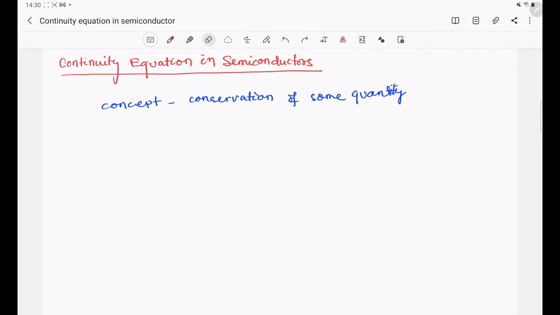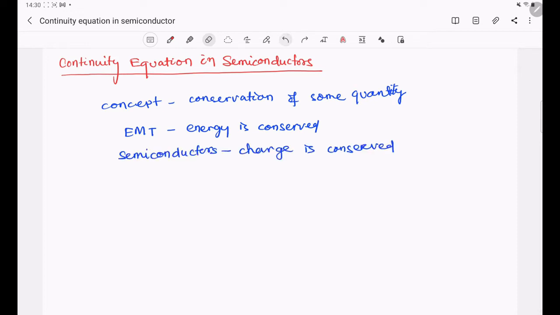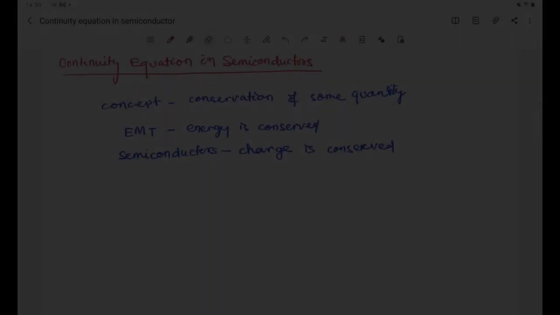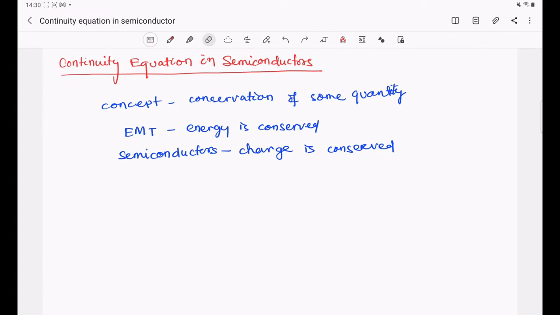For example, in electromagnetic theory, energy is conserved. Similarly, for semiconductors, charge is conserved. And here we will see the single variable continuity equation in this video. So for that, we will consider a semiconductor material.